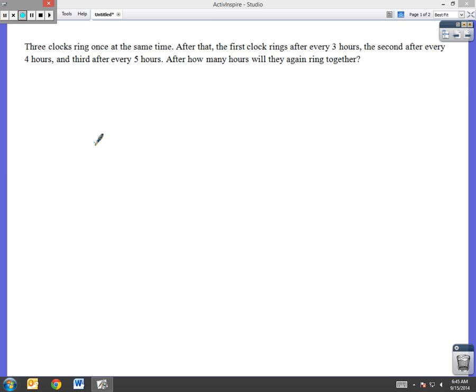I want to take a look at two questions that you could possibly see similar examples to on the Chapter 2 midpoint assessment. Let's take a look at number one. 3 clocks ring once at the same time. After that, the first clock rings every 3 hours, the second after every 4 hours, and the third after every 5 hours. After how many hours will they again ring together?